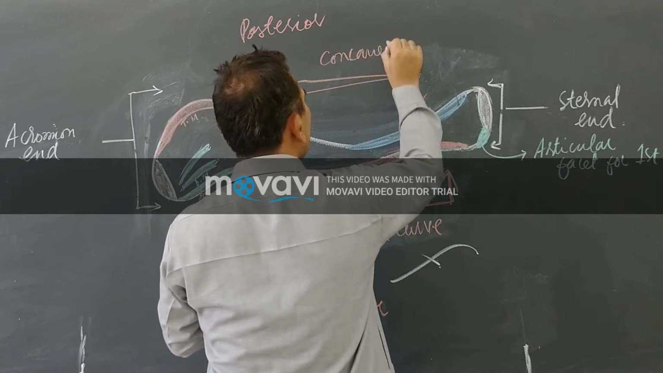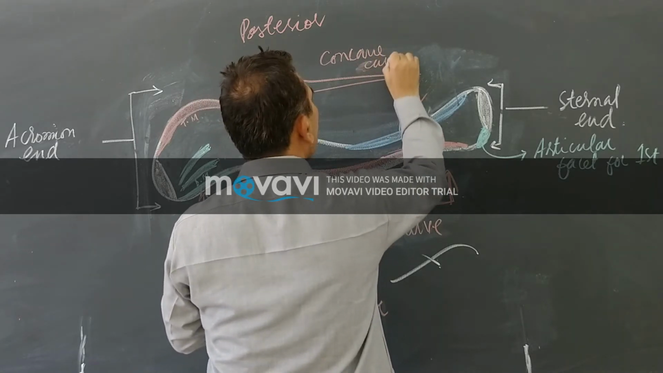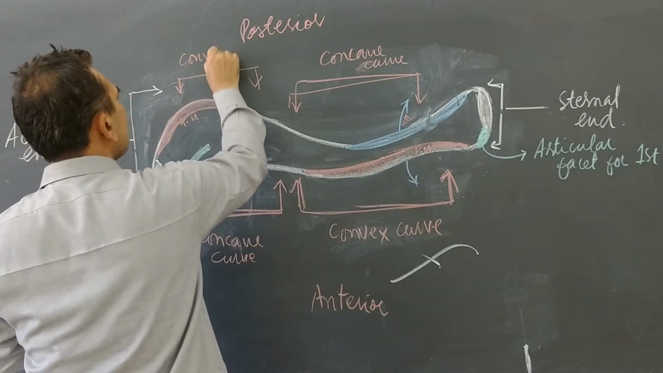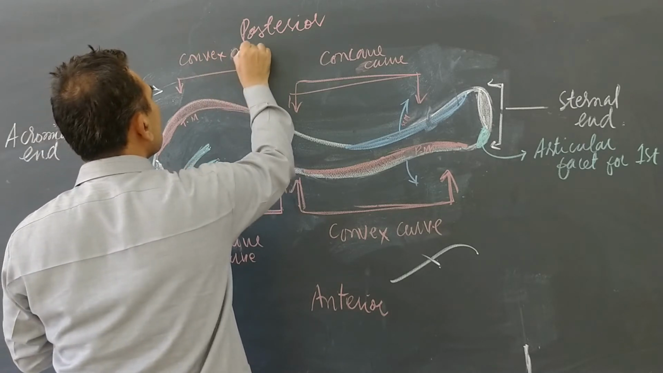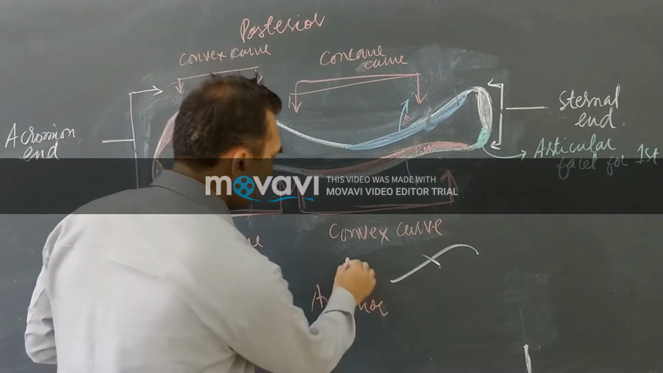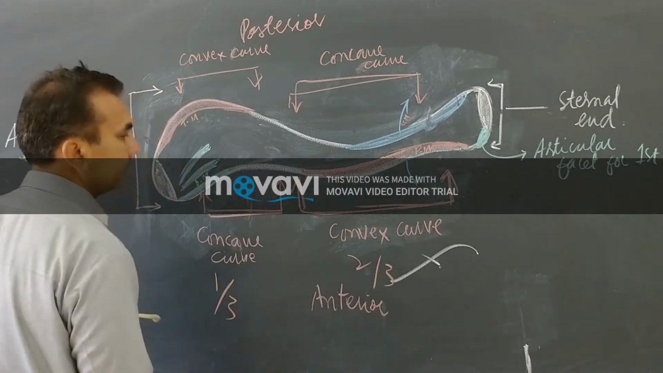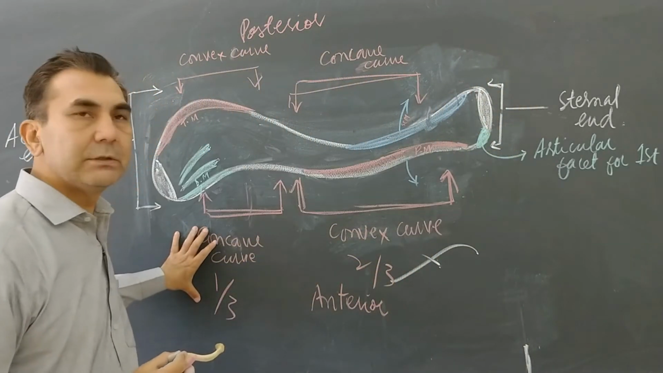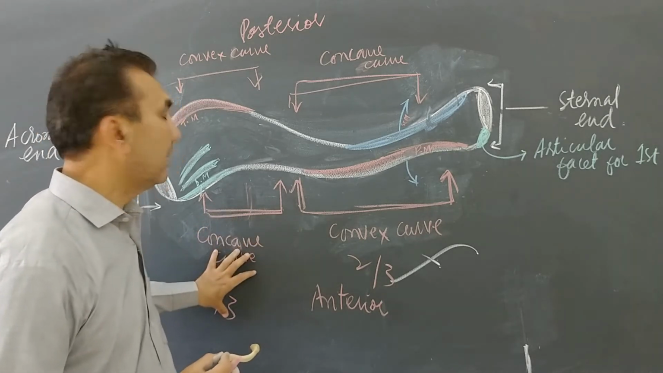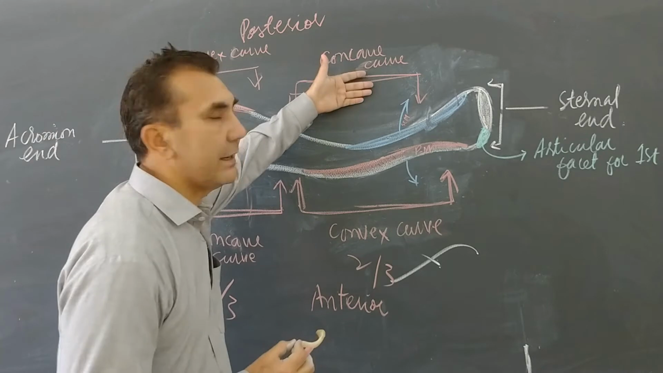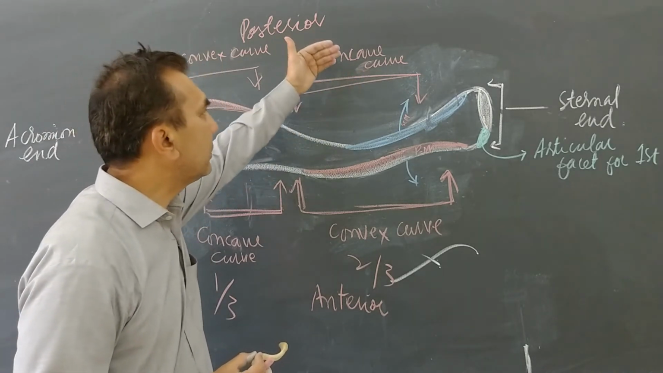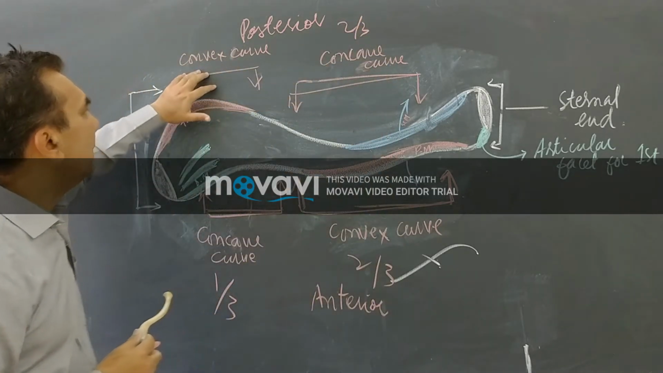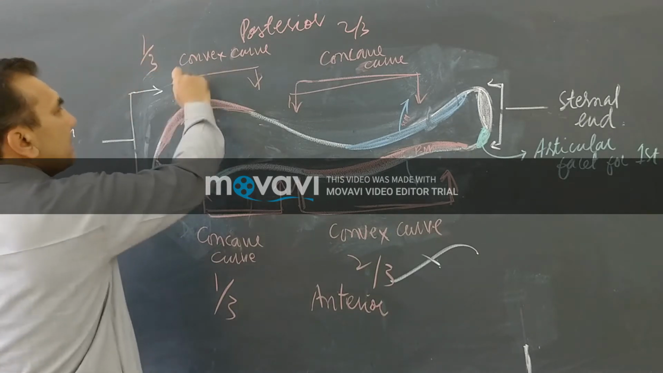Two-third is a concave curve and one-third is a convex curve from the acromion. Two-third from the anterior side is convex in shape, and one-third from the anterior side is a concave curve in shape. From the posterior side of the clavicle, the two-third portion is concave in shape, and the one-third is convex in shape.